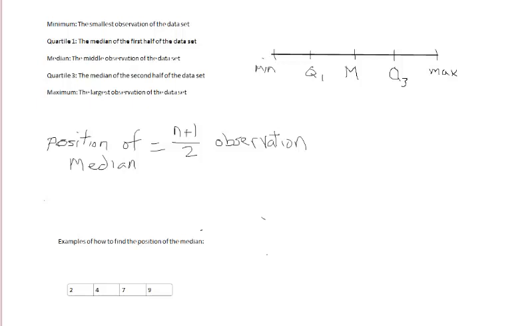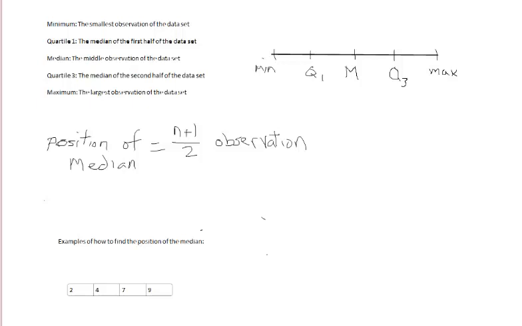So the 5 things that make up the 5-number summary are the minimum, the first quartile, the median, the third quartile, and the maximum. The minimum is the smallest observation in the data set. And then we have the quartile 1, which is the median of the first half of the data set. The median is the middle observation of a data set. Quartile 3, which is the median of the second half of the data set, and the maximum, which is the largest observation of a data set.